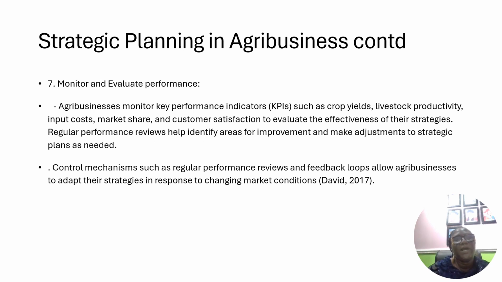Next step in strategic planning is to monitor and evaluate the performance. Agribusiness monitors key performance indicators such as crop yields, livestock productivity, input cost, market share, and customer satisfaction to evaluate the effectiveness of the strategies that had been set.